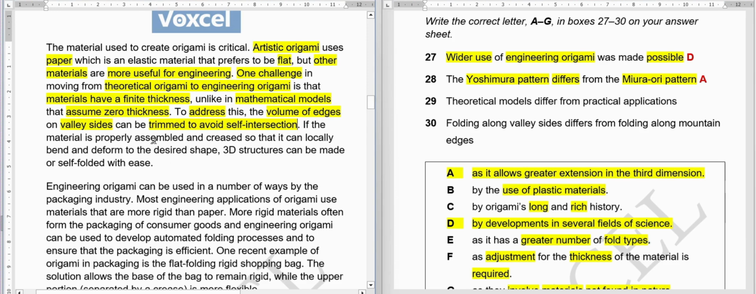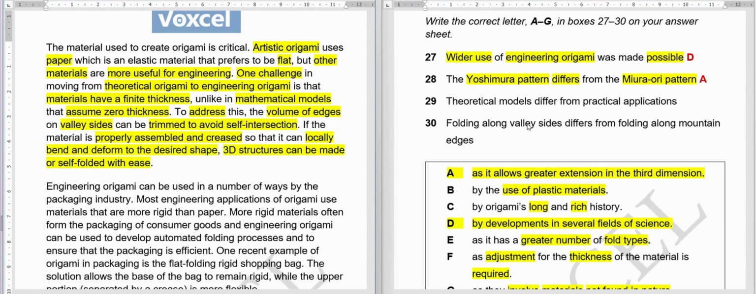So if this material can be properly assembled and creased so that it can bend and deform to the desired shape, then we can easily get 3D structures, whatever 3D structures we need. I hope the paragraph is clear. Moving on to the questions.